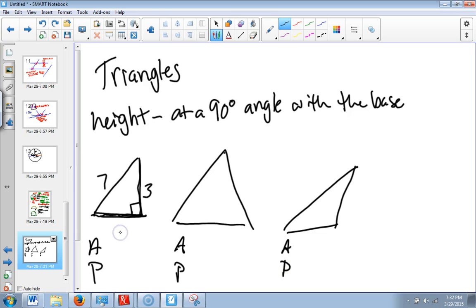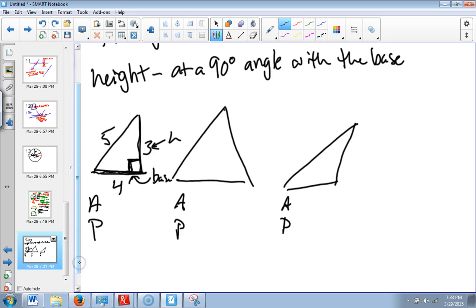And let's do 3, 4, and 5. So here's my 90-degree angle. That means that this here is my base, and this here is my height. So area, from the formula sheet, says 1/2 times base times height. So that means 1/2 times the base, which is 4, times the height, which is 3. So that's 1/2 times 12, so that equals 6.